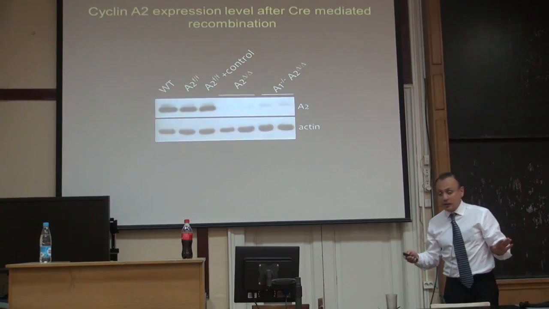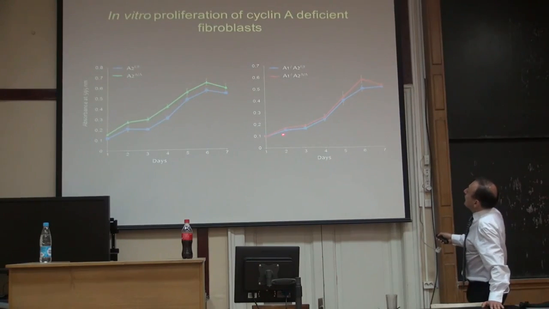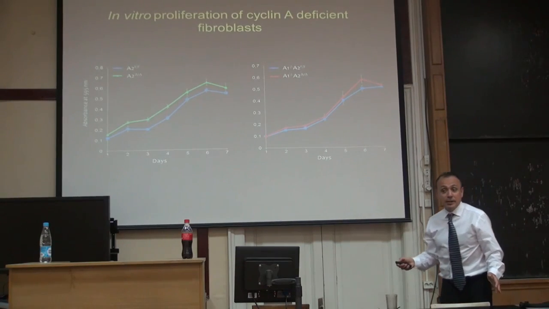There are no A-type cyclins there. And then we can check how they proliferate. This I just showed you before, and this is double knockout. So in blue are control cells, and in red are cells where we knocked out all A-type cyclins. They proliferate very nicely. There's no difference.